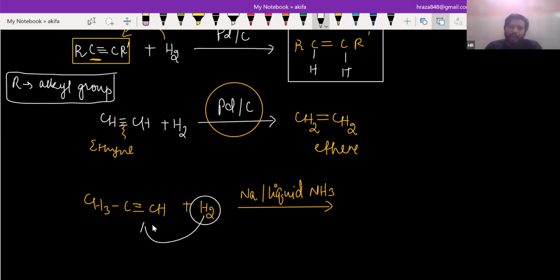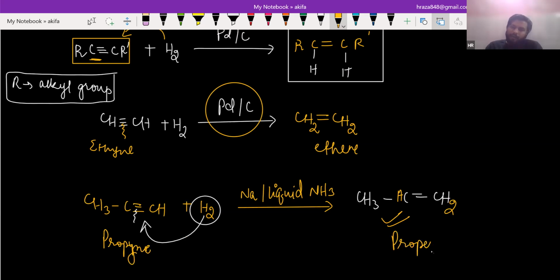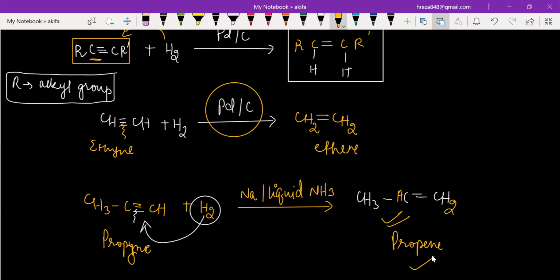Like this, H2 will be added, the bond will be broken, and one hydrogen will be inserted on this carbon and this one. So this is basically propyne, and this is basically propene. Okay. Done. Very good.